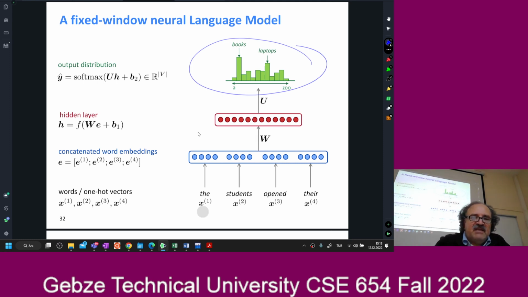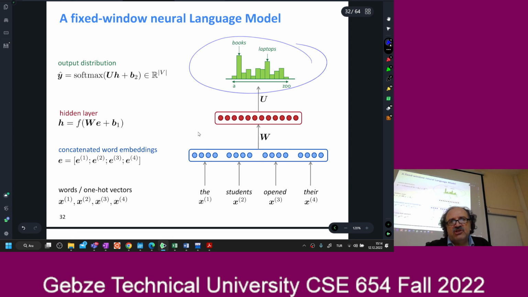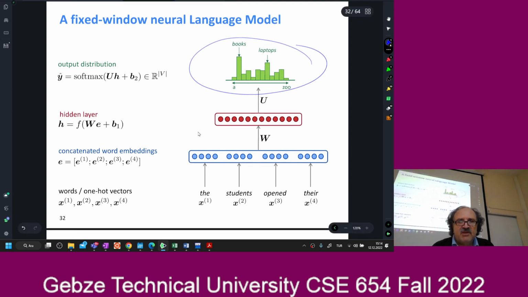When I input this, the students open there, I would like this network to estimate what the next word is. And it's going to say, okay, I am estimating that books has a probability of this much, laptops is this much, and this one is this much. That's what we are going to do: a fixed window neural language model. You give these 4 words, and it will give you probabilities of the possible words. Nice, right? So what are we solving here, if it works?